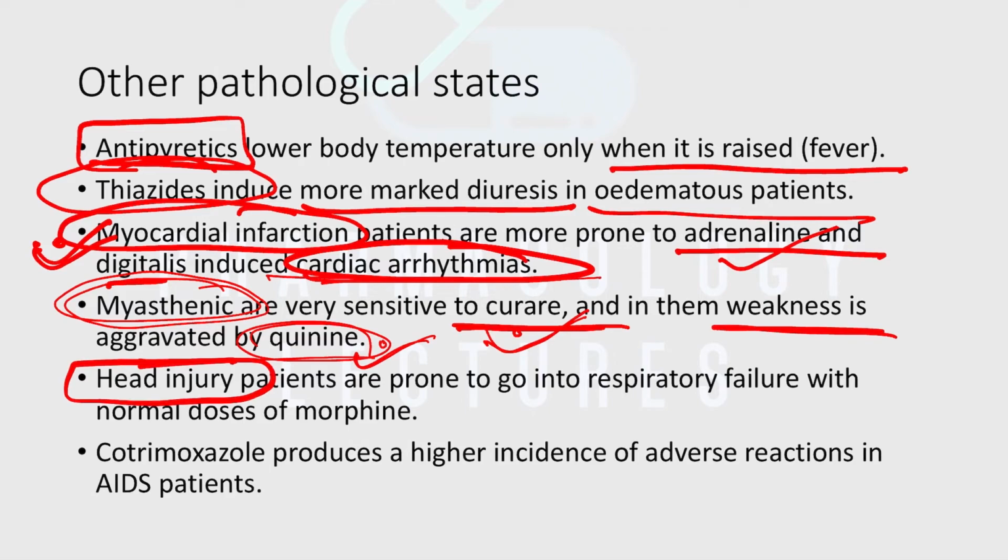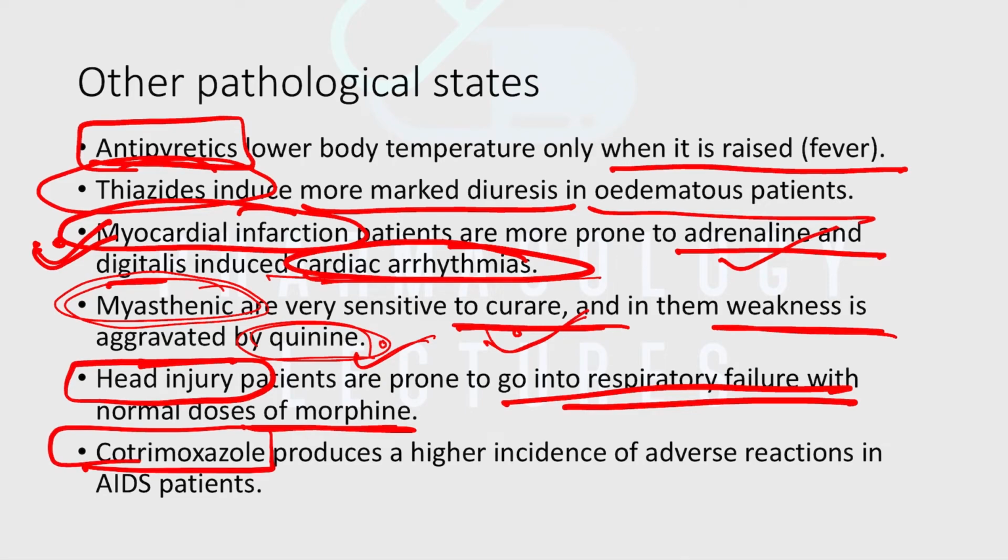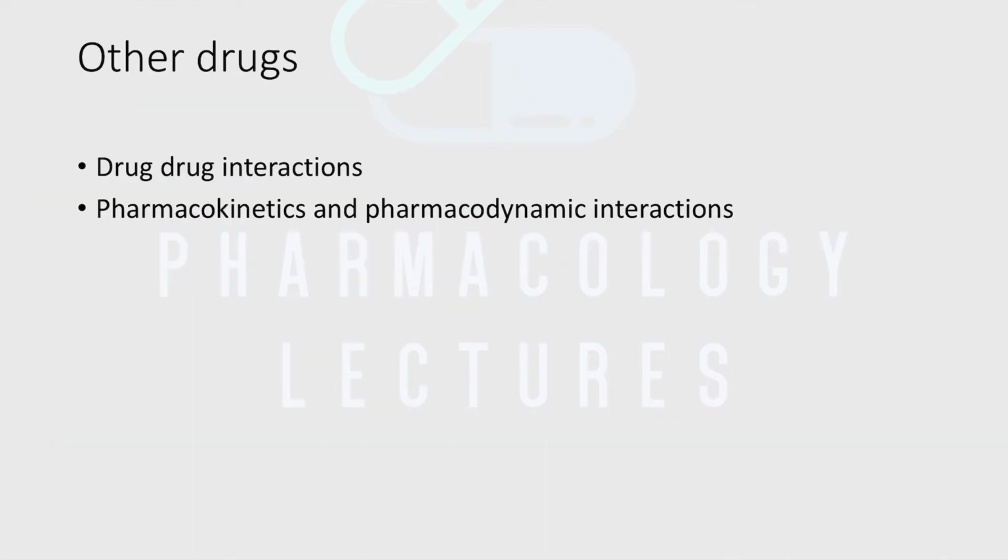In a patient with head injury, if we use morphine, there are more chances that the patient will go into respiratory failure. That is why it is asked why morphine should not be used in head injury cases. Cotrimoxazole is an antibiotic medication and produces high chances of side effects in HIV/AIDS patients. So AIDS patients have a high incidence of side effects of the antibiotic cotrimoxazole. So these are some of the examples where pathological state affects the response of a drug.